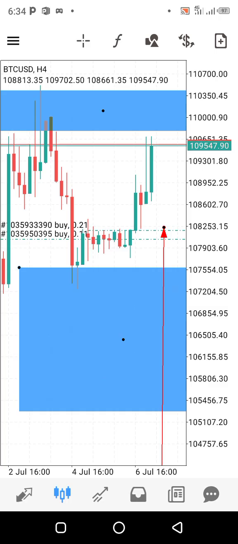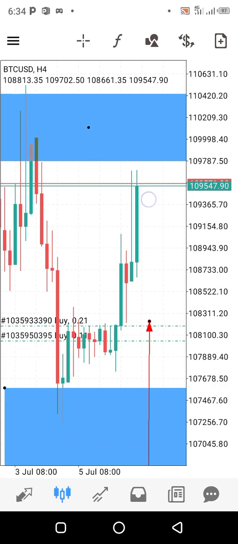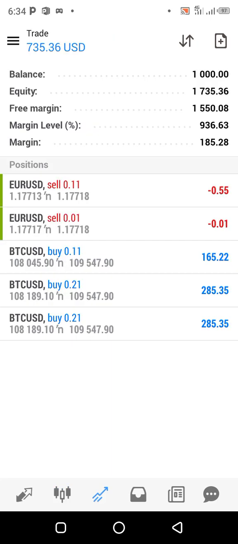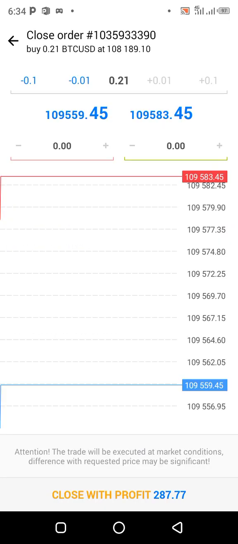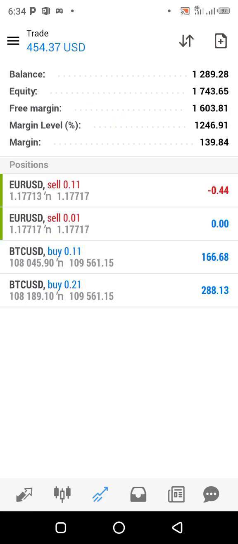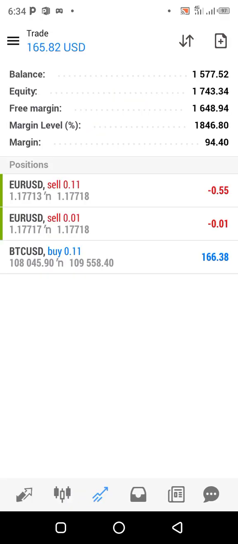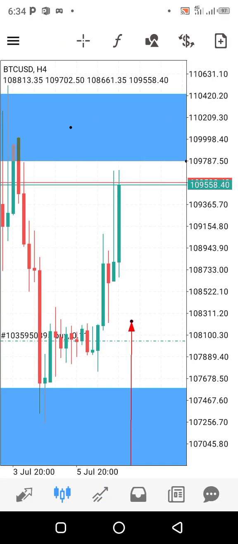BTC is currently at that supply zone. So if price is able to move up, it has to first of all break that supply zone. So let me first take some positions off. Just one position, maybe this one. And then let's first modify our positions.